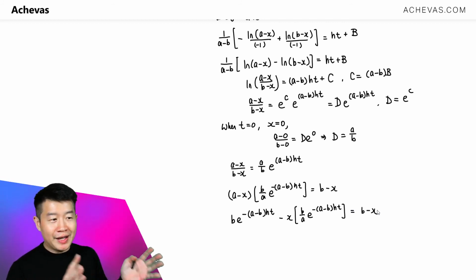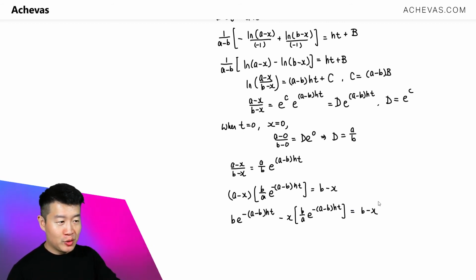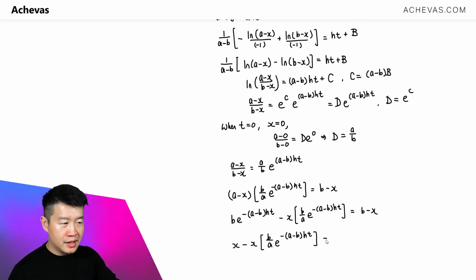And I'm going to bring all the x over to the same side. So I'm going to bring this over to the left-hand side, which will give us an x minus x times b over a e to the power of -(a - b)ht. So this is equal to b - b e to the power of -(a - b)ht.